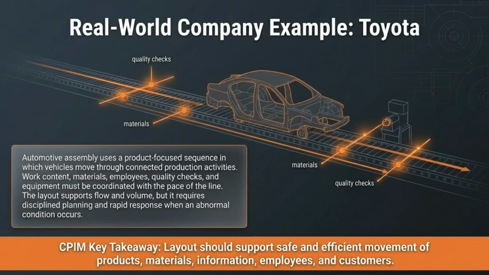Real-world company example. Toyota. Automotive assembly uses a product-focused sequence in which vehicles move through connected production activities. Work content, materials, employees, quality checks, and equipment must be coordinated with the pace of the line. The layout supports flow and volume, but it requires disciplined planning and rapid response when an abnormal condition occurs. CPIM key takeaway. Layout should support safe and efficient movement of products, materials, information, employees, and customers.